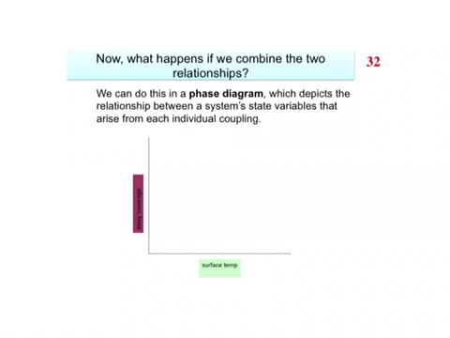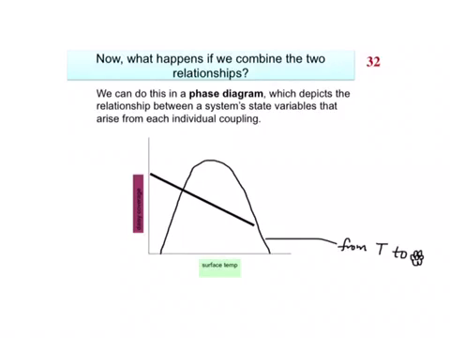So moving on, let's consider what happens now when we combine the two different relationships. So let's talk about that coupling that we were just now representing on the previous slide. So this is the coupling from temperature to daisies. And then we had our coupling from daisies, from daisy coverage to temperature. And that was a straight line that looked a little bit like this.